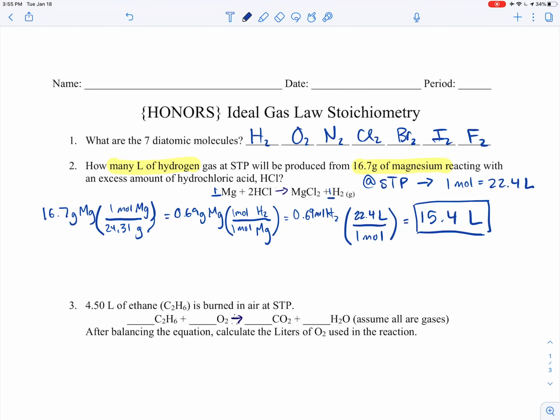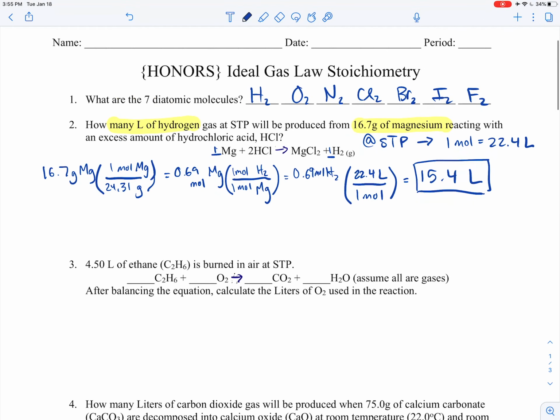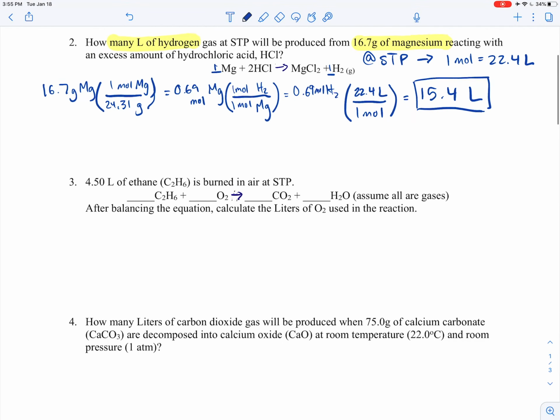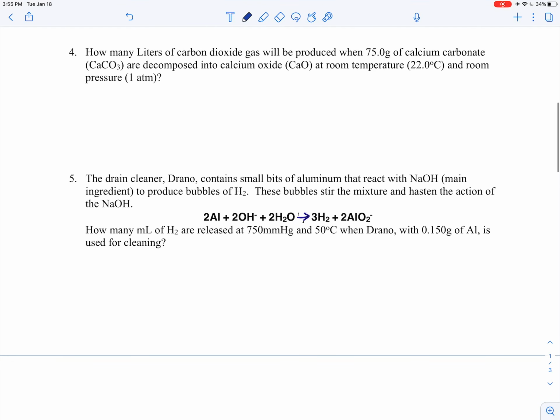We first took our given information to convert it to moles. Then we use the mole-to-mole ratio to get into our moles of gas. Once you get moles of gas, then you can multiply by 22.4 to get liters of gas. Okay, number 3 is going to be similar to that. So 2 and 3 are similar in that you just use stoichiometry because this is at STP. Number 4 is different, in that it's not at STP.